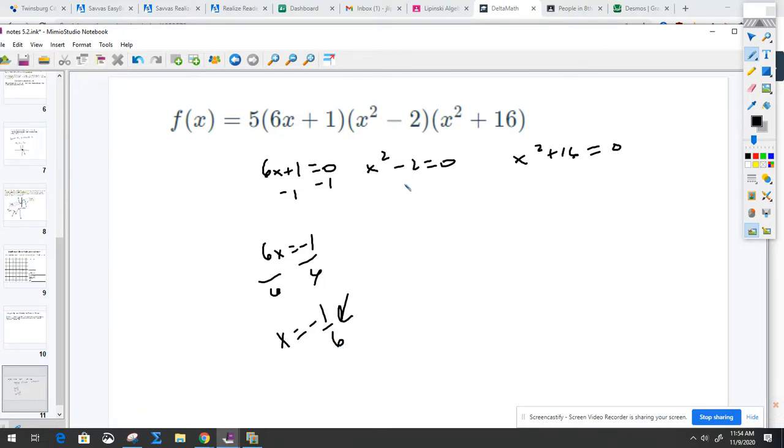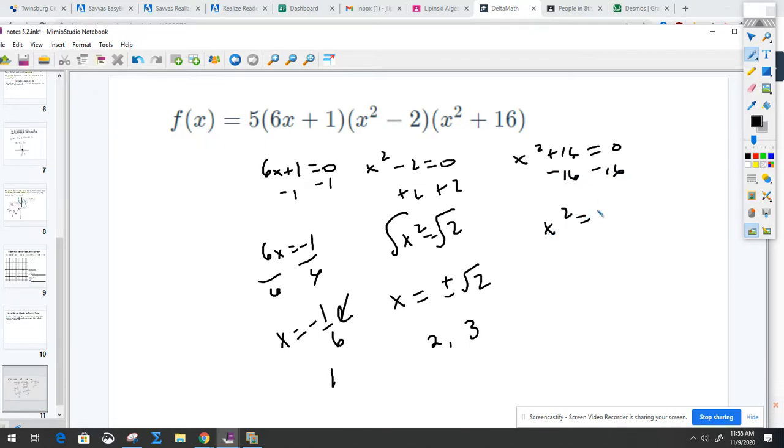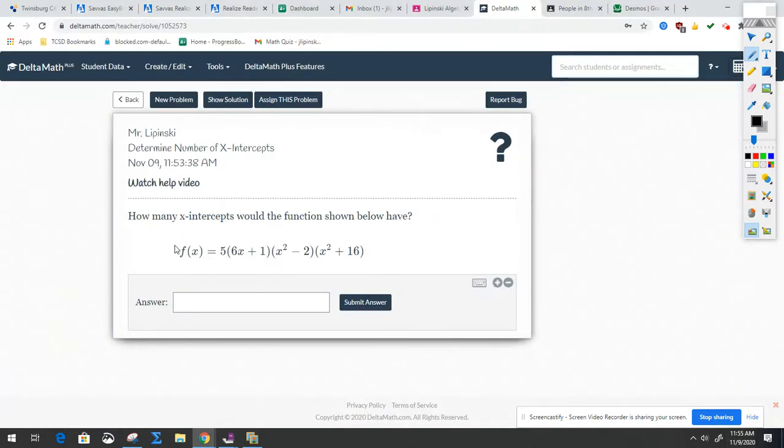So there's a real zero. I could add 2. X squared equals 2. Take the square root of both sides. X equals plus or minus square root of 2. There are 2. So right now I have 1, 2, 3. And then here, subtract 16. Now here's where you've got to pay attention from chapter 4. When I take the square root of a negative, what happens? This would be plus or minus 4i. You're not going to see that on a graph. So I would only have 3 real zeros for that problem because these two are imaginary. So it's asking how many x-intercepts would the function have below, and it's 3.